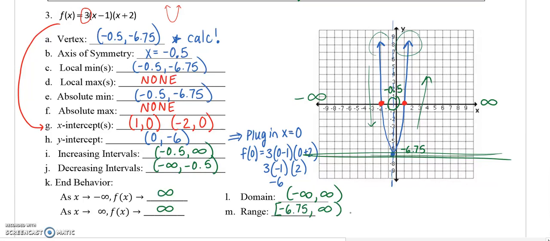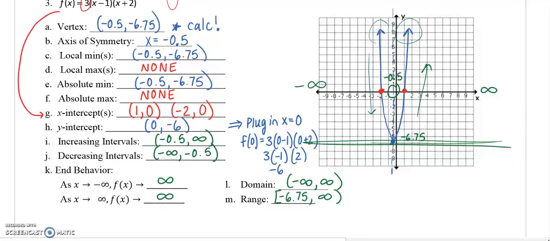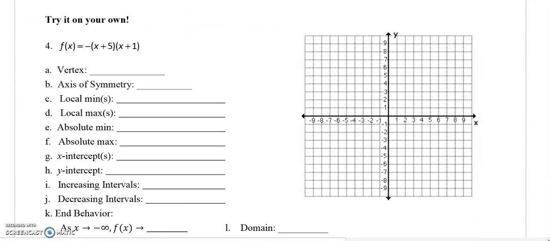Alright, so it's a lot of the same of what we've already been doing. The only difference is recognizing the different form and knowing what you can do without a calculator. Alright, if you flip the page over, there's a second example for intercept form.